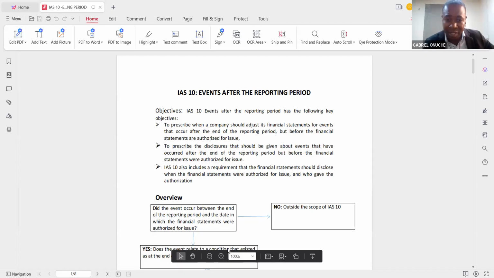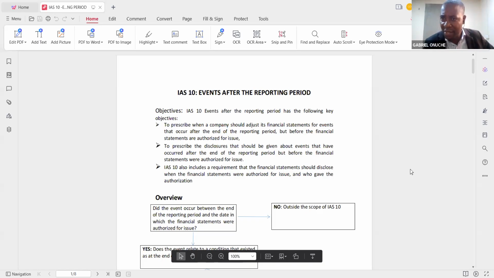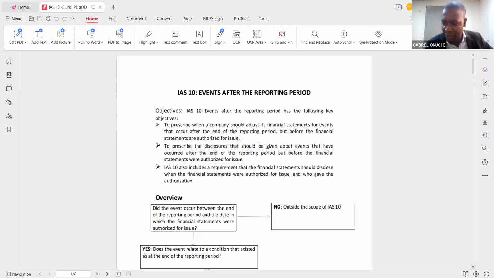Another thing is another part of the disclosure which is expected, which entails an entity to give more details of this overview of the objective of the standard.